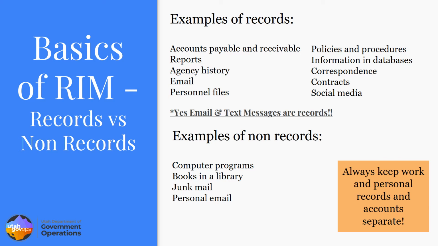Because the definition of a record is so broad, I wanted to give you a few examples of records versus non-records. So some examples of records include accounts payable and receivable, reports, agency history, email, personnel files, policies and procedures, information in databases, correspondence, contracts, and social media. An example of some non-records may include computer programs, books in a library, junk mail, and personal email.